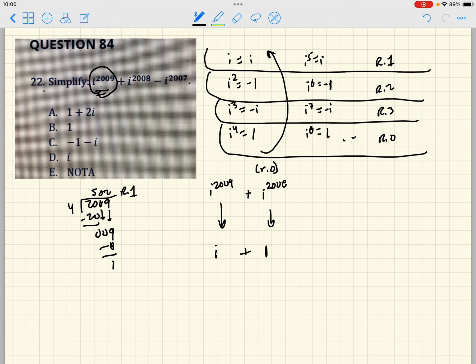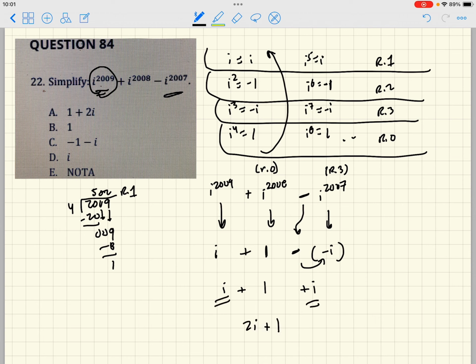All right. Now the last one right here, the minus i to the 2007. Well, i to the 2007 will be a remainder of 3, because again, it's just 1 less than 2008. And that will end up being -i. All right, but be careful because there's a negative in front, so it's minus -i. Well, what's a negative times a negative? That's a positive. So this is going to be i plus 1 plus i. i plus i makes 2i, so it'll be 2i plus 1, or answer choice A.